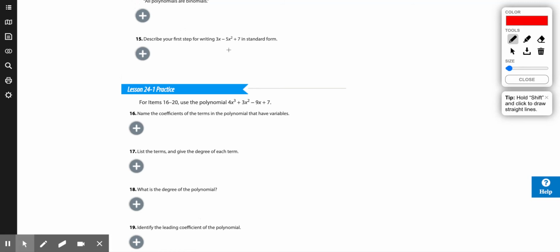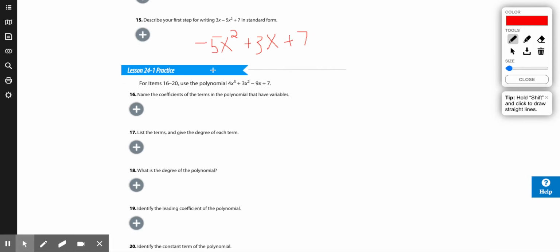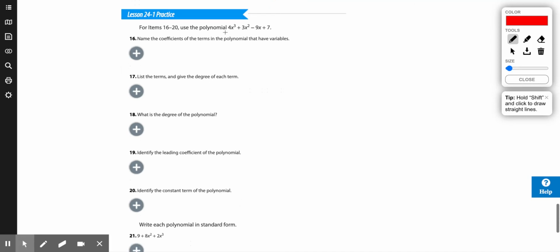If I wanted to write the first step in putting this into standard form, I would move this negative 5x squared in front. And then I would have descending order. 3x would be next, and 7, our constant term, would be last. I would put that into standard form. The first way to do it is to move this to the front.